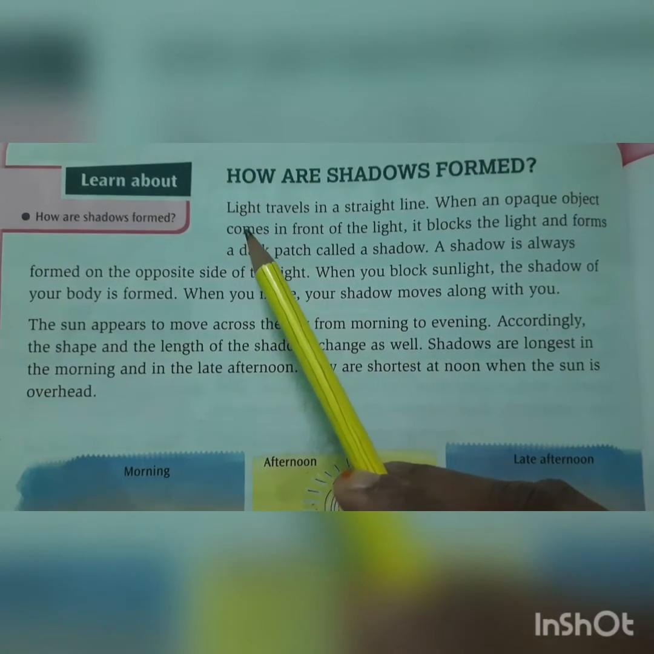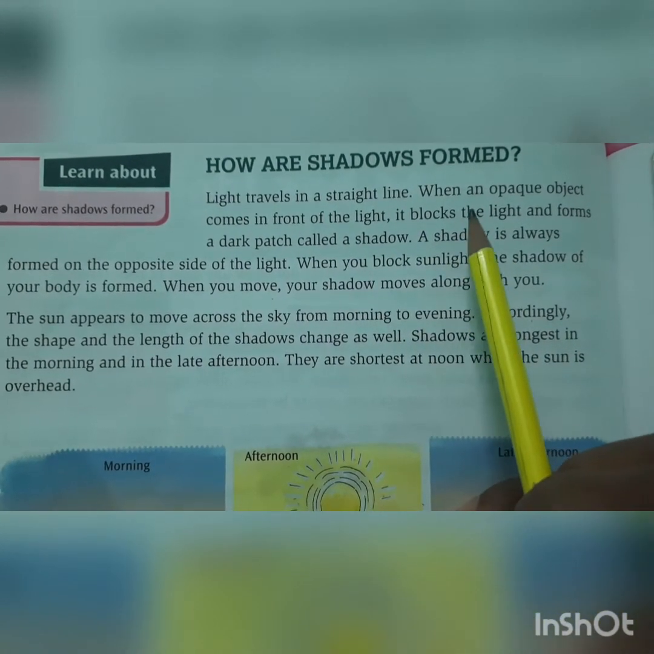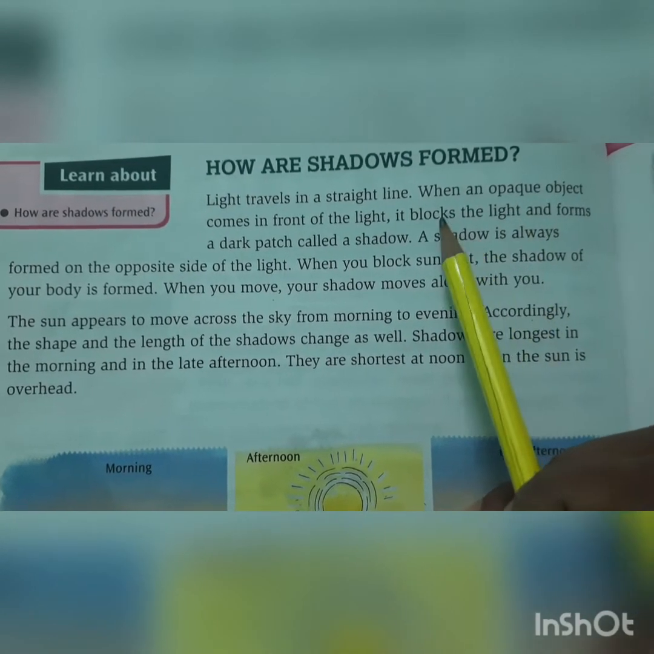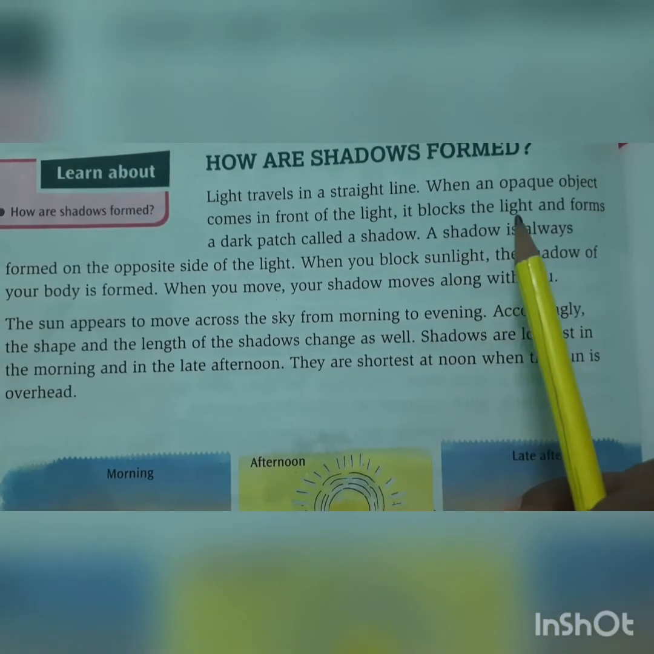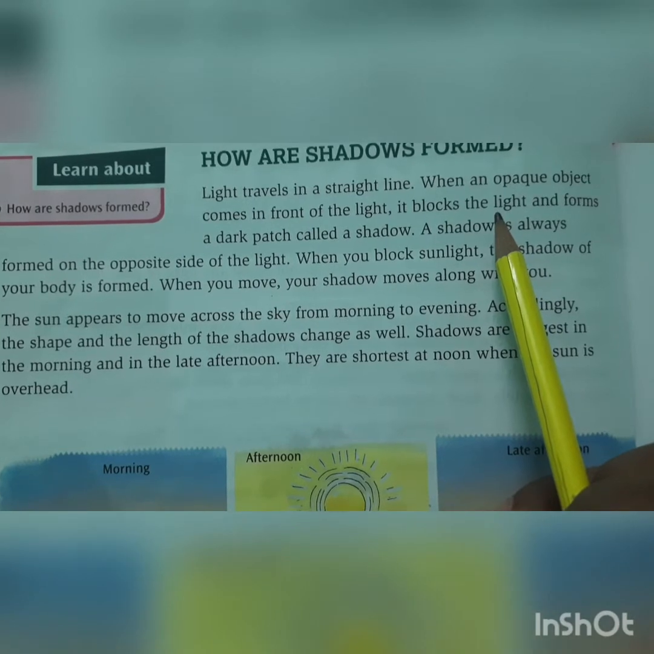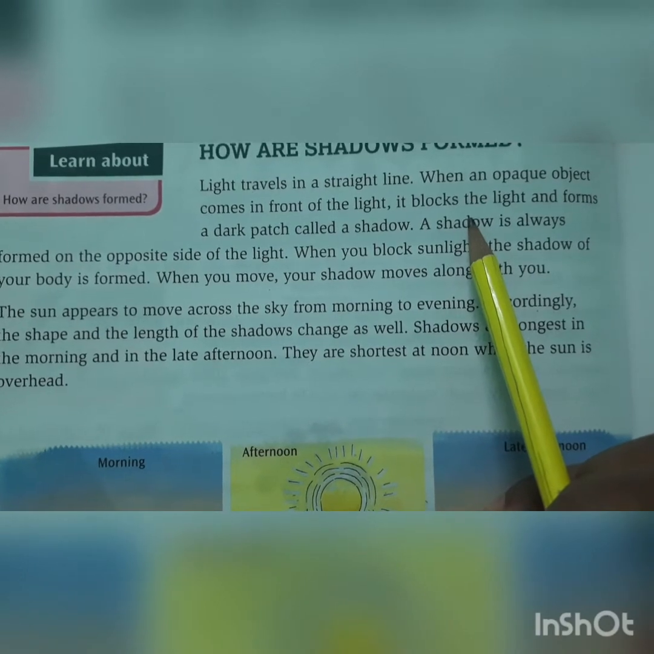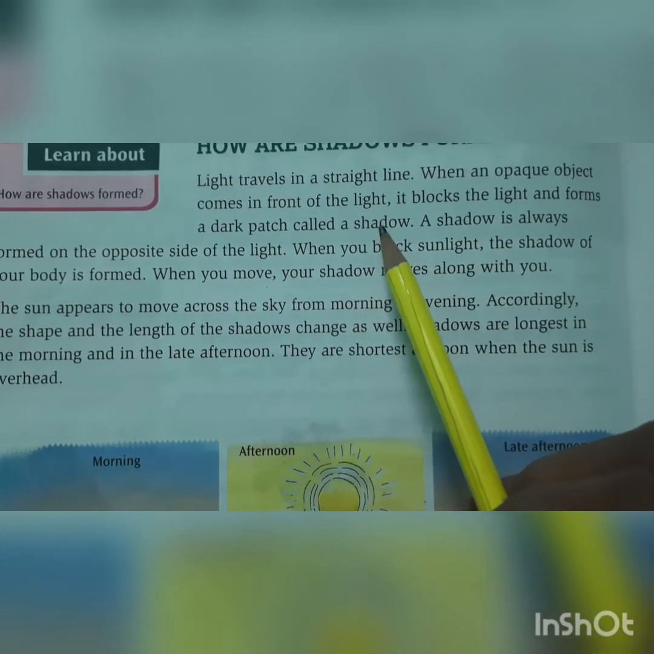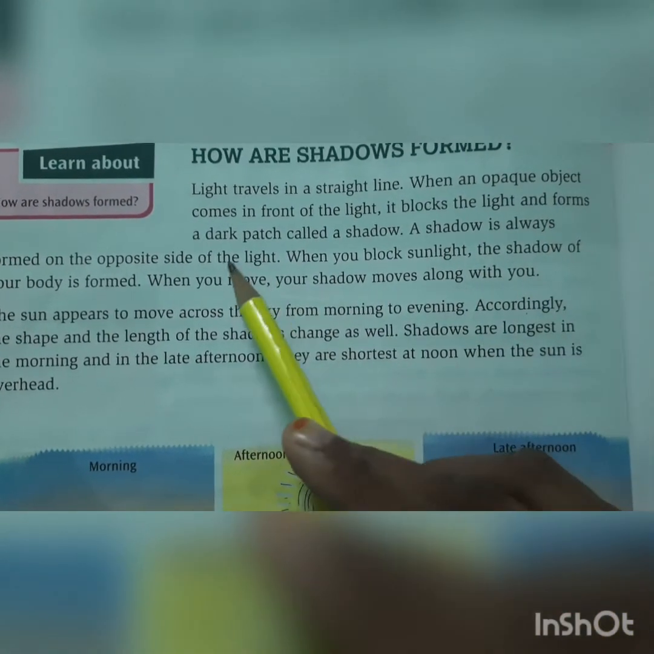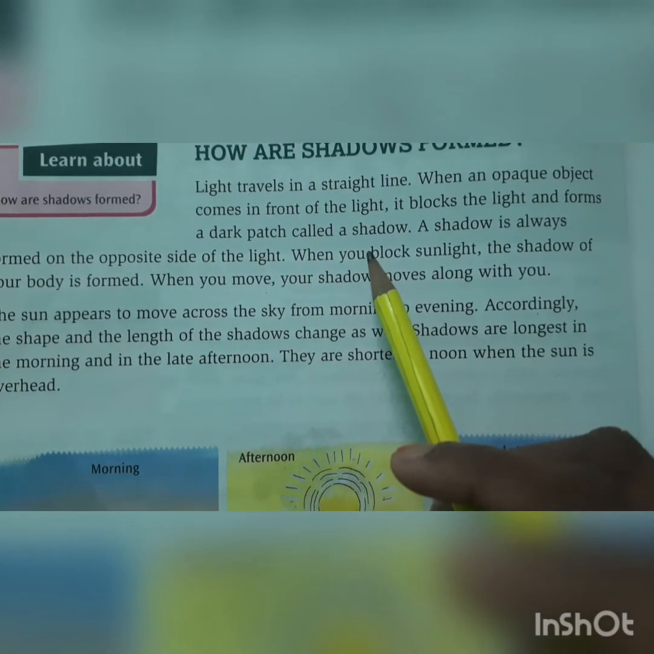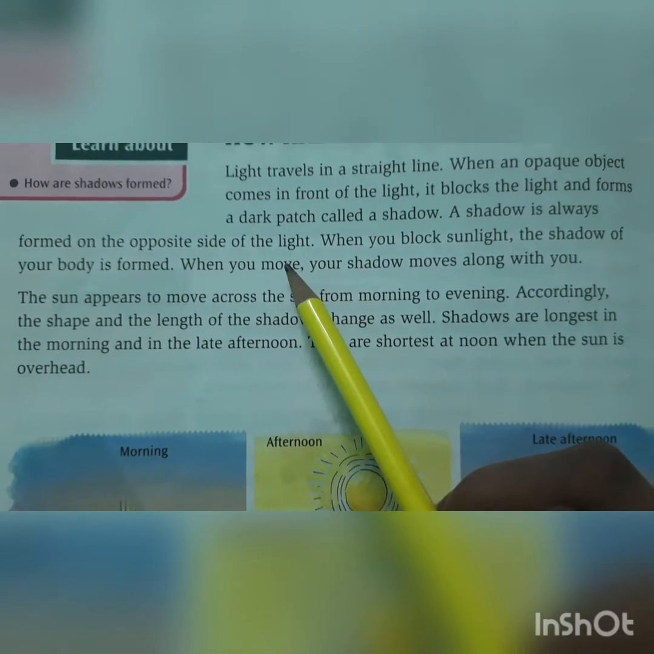Light always travels in a straight line, and when an opaque object comes in front of the light, it blocks the light. That day I showed you a table or a chair, that's an opaque object made of wood, so it doesn't allow any light to pass through it. It blocks the light and forms a dark patch called a shadow. A shadow is always formed on the opposite side of the light. Okay?